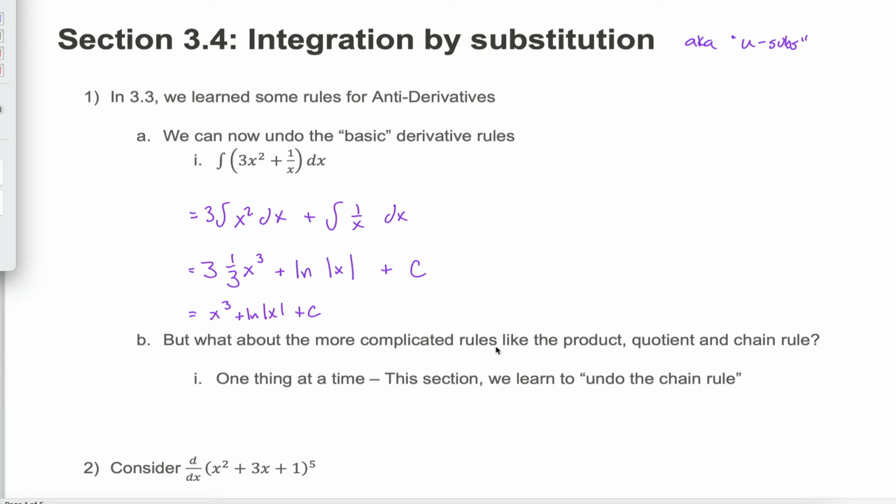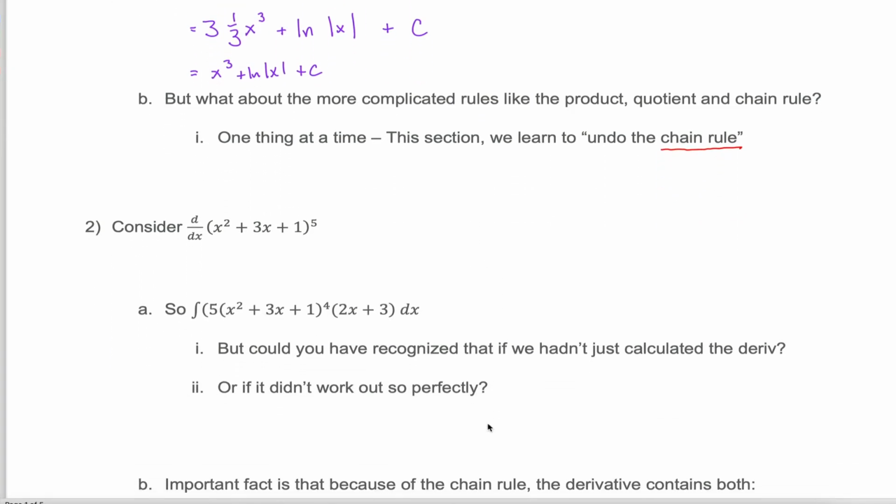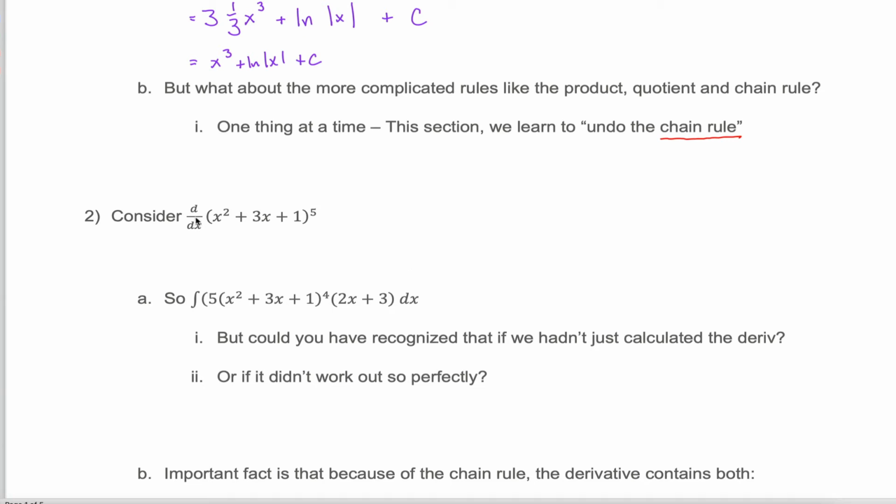So we're going to start to learn how to undo these different derivative rules. That's going to be a big undertaking, so we're going to start with just one of them. In this section, u-substitutions, we're going to learn to undo the chain rule. So how do you undo the chain rule? First I need to remind you a little bit about the chain rule. Suppose you're trying to figure out the derivative of, maybe I need an extra set of parentheses here, (x squared plus 3x plus 1) to the 5th power.